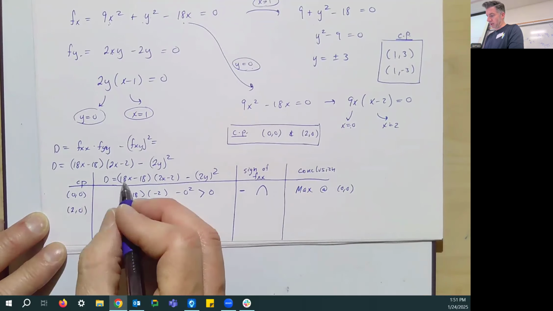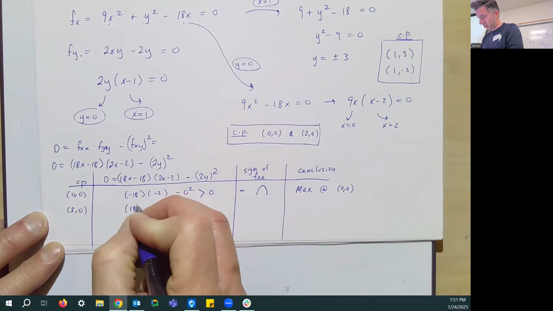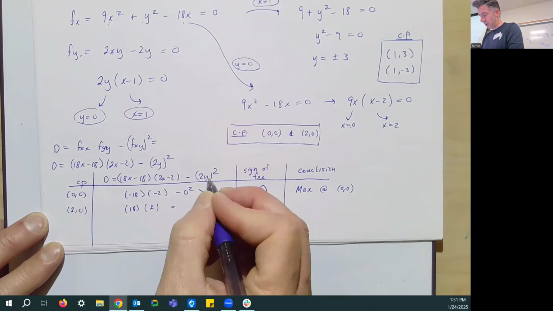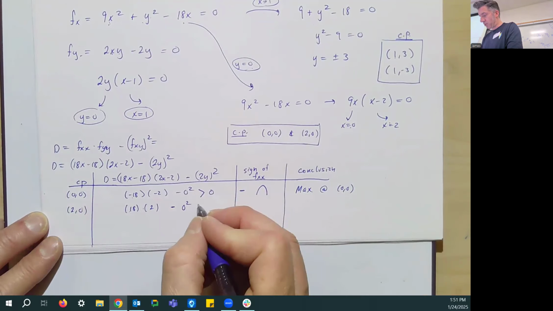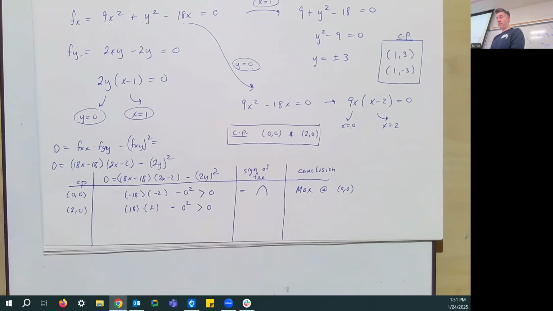Well, now we're going to get 18 times 2 is 36 minus 18 is positive 18. And 2 times 2 is 4 minus 2 is positive 2. Still plugging in 0 for y, so we're getting that. And 18 times 2 is also equal to a positive number. They both end up being positive 36. Again, not that we really care. So again, since my D is positive, we know we have to see whether it's a max or a minimum, right? So if your D is positive, that really means you have to do more work.